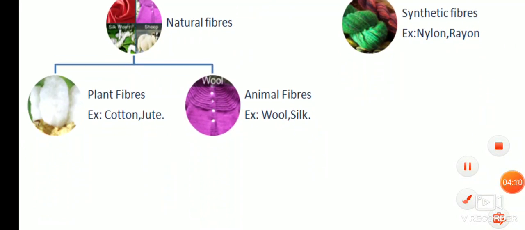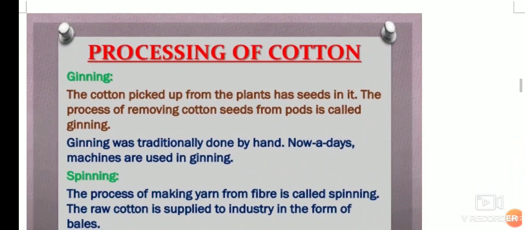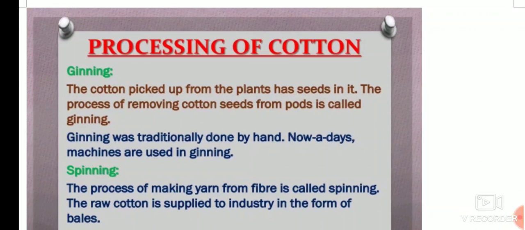Now moving to the next question: how is cotton processed into fabric? See, there are two processes: ginning and spinning. The cotton is picked from the plant, right, and the seed is removed from the cotton balls.